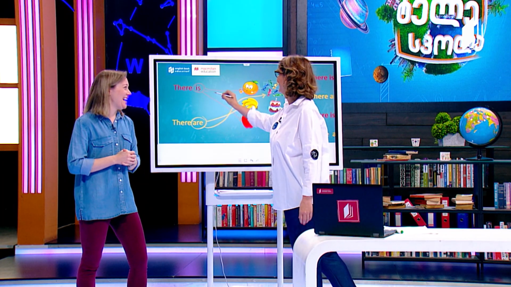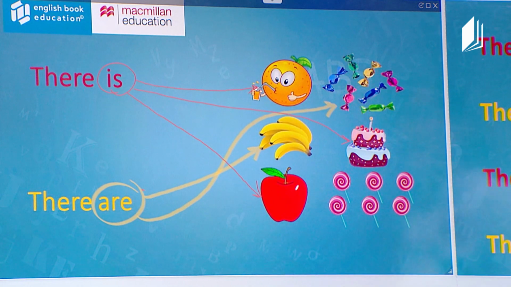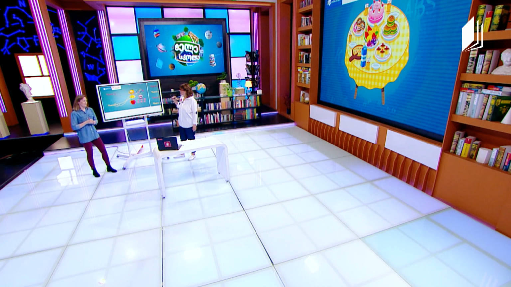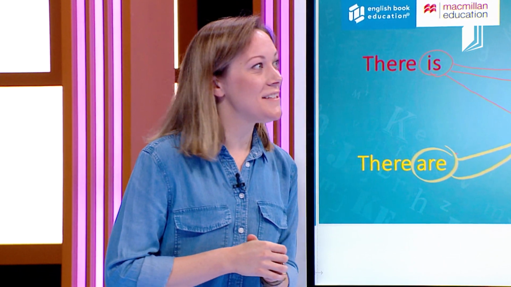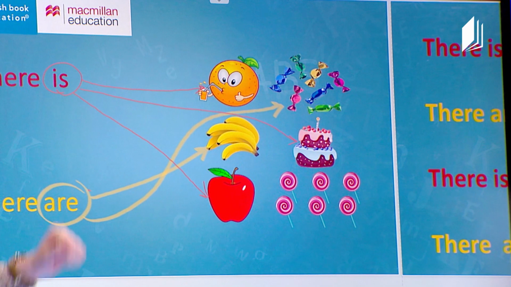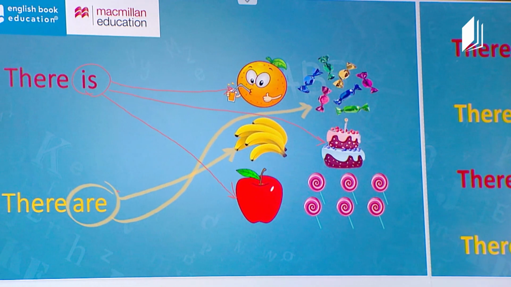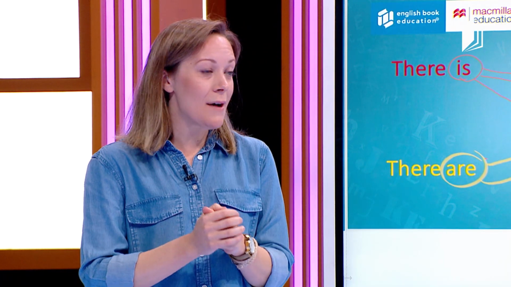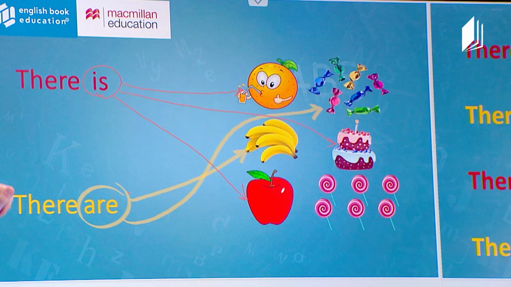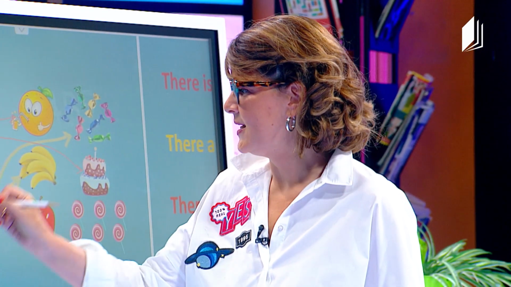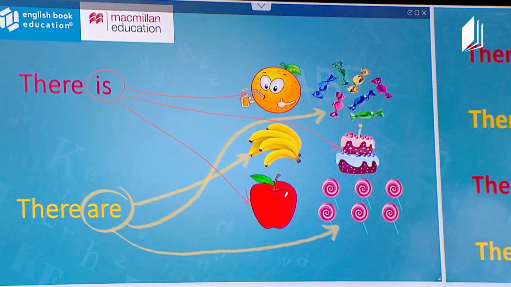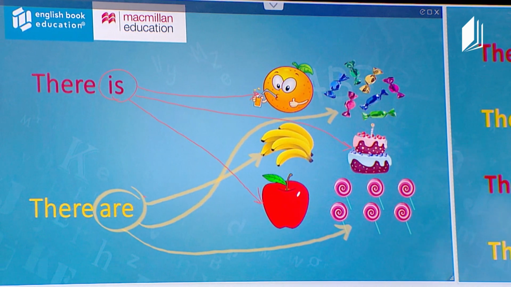I can see also one cake. And what about lollipops? Lollipops, well, there are 1, 2, 3, 4, 5, and 6 lollipops. 6 means there are many, so 6 lollipops matches with there are. That's right. So we take this color and we match it. There are 6 lollipops. Perfect.